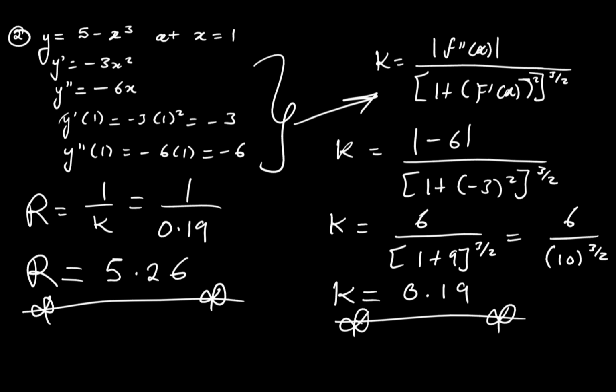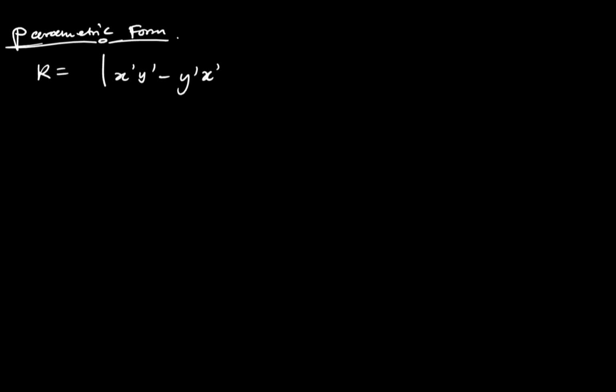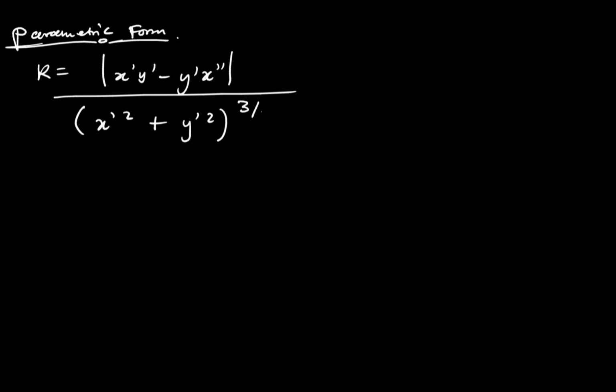Alright, this is not really the end. There's one more type of problem that might be phrased, where you're given a parametric form. In a case where you have a parametric form, the formula for the curvature will not be the same. The curvature will be equal to the absolute value of x prime y double prime minus y prime x double prime over (x prime squared plus y prime squared), and this entire thing raised to the power of 3 over 2.